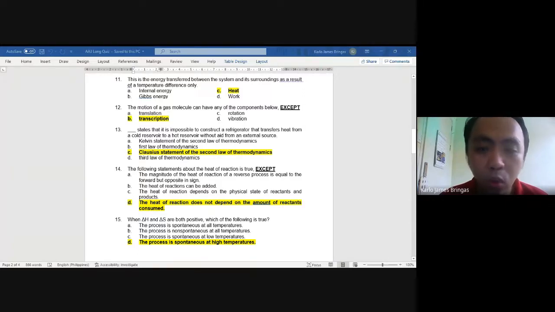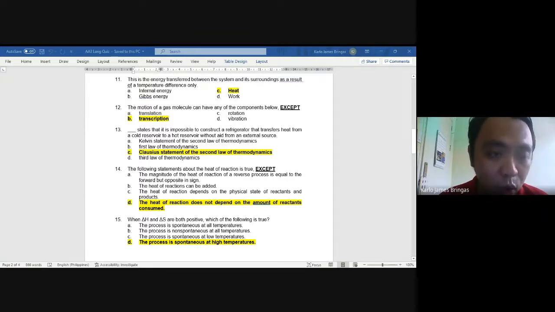We then move on to the multiple choice. In the multiple choice, we have the following. We have this definition here in number 11. Blank is the energy transferred between the system and its surroundings as a result of a temperature difference only. So this is the definition of heat. We know that heat is transferring from an area of higher temperature to an area of lower temperature. So that is how heat is being transferred.